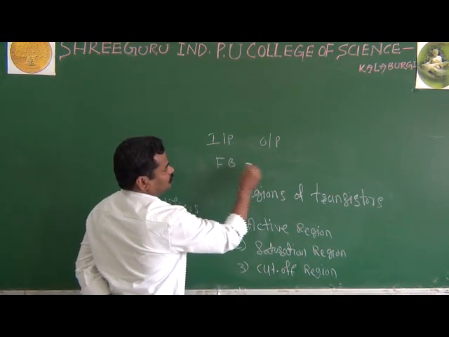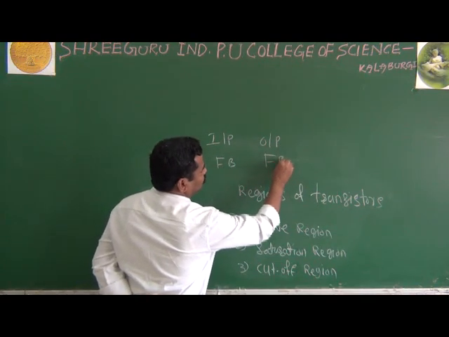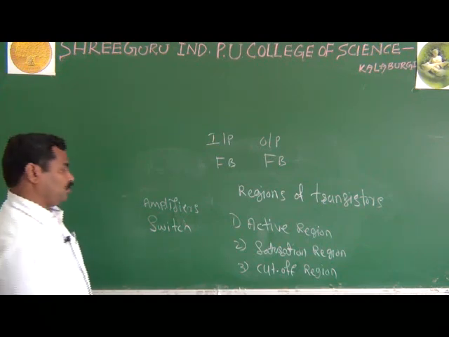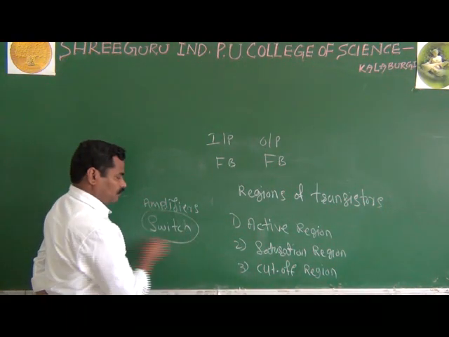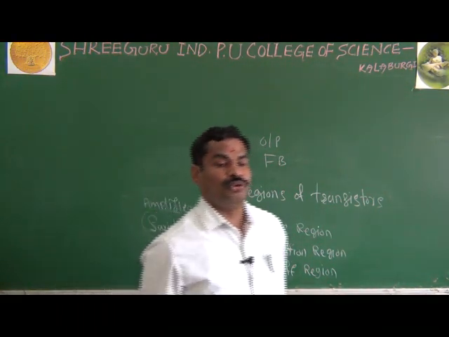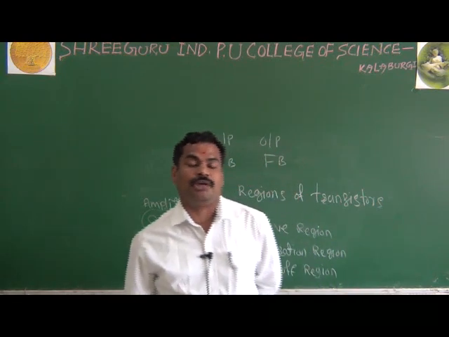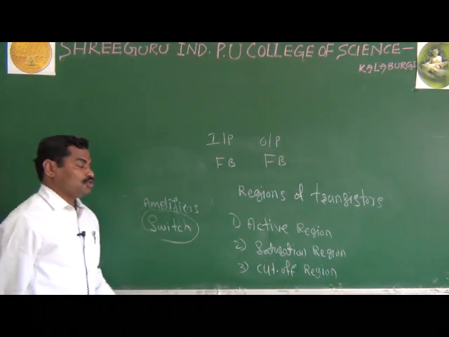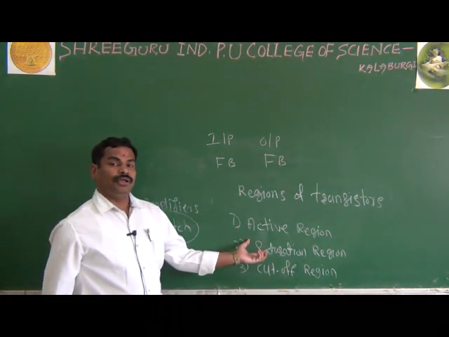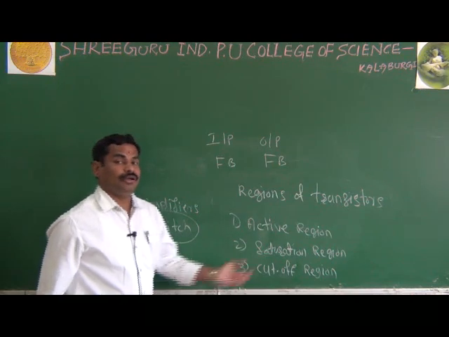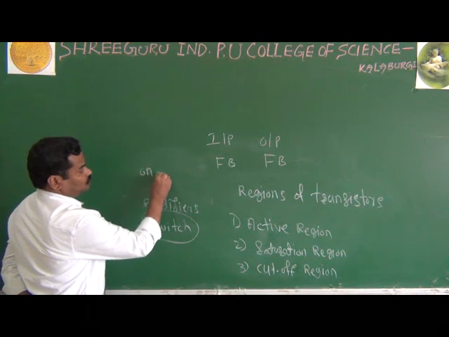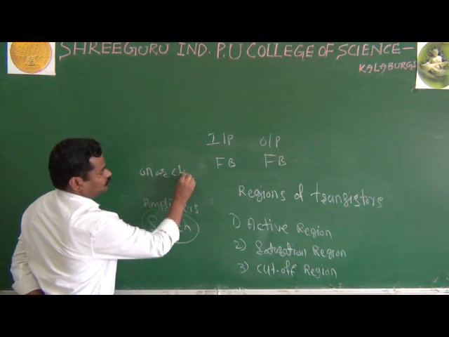In the saturation region, both input as well as output are in the forward bias. And what is the use of the saturation region? As I said about the switch, we know already, a switch has only two conditions. It may be on or off, or it may be open or closed. It means whenever the transistor is in the saturation region, at this time the transistor is used as an on switch. It is also called a closed switch.